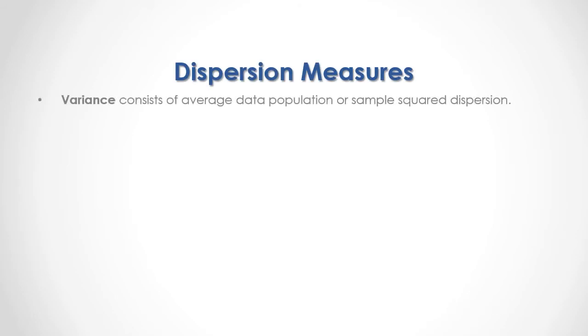Variance consists of average data population or sample square dispersion. As a formula, to the left we have the population variance with sigma squared, which is equal to 1 divided by n, that's the number of observations within the population, multiplied by the sum from the first to the last of the differences between the data within the population minus its arithmetic mean, and that result to the power of 2.